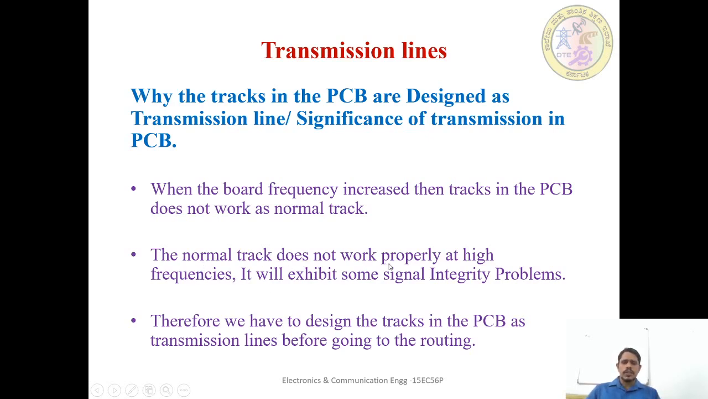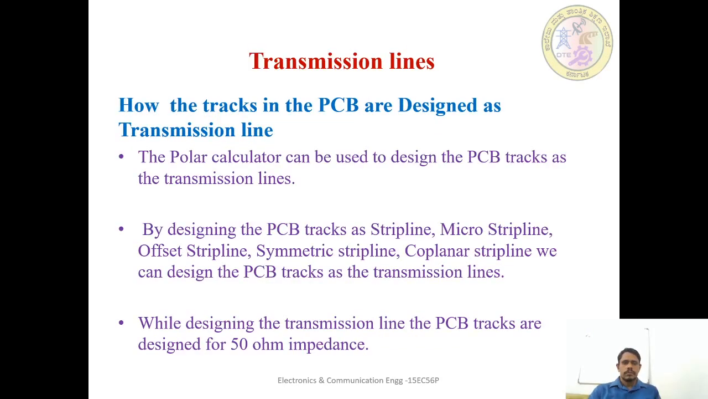If you design the track as a normal track, when the frequency of the board increases, it will not work properly. It will not carry the signal through the conductor properly. Therefore, we have to design the tracks in the PCB as transmission lines before going to the routing. How are the tracks in the PCB designed as transmission lines?